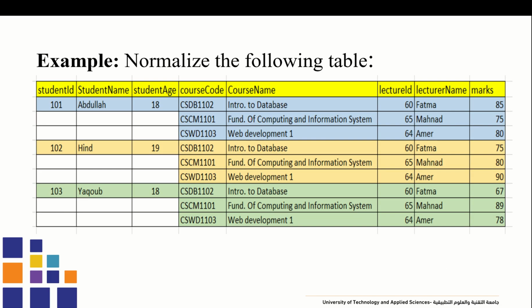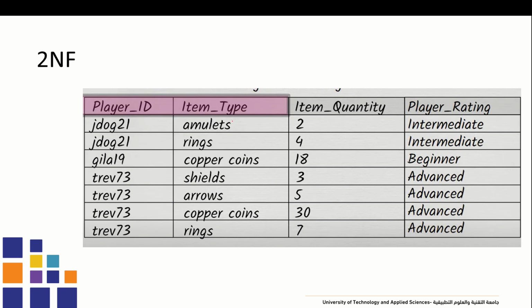Okay, let's take one more example. So this example is very similar to the example we discussed now. So I'll take another example. Okay, let's take this one. So this table you have to convert to second normal form. Okay, here player ID and item ID is a primary key. You have to convert to second normal form.